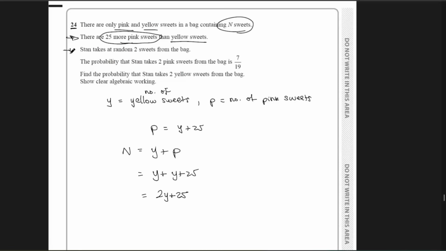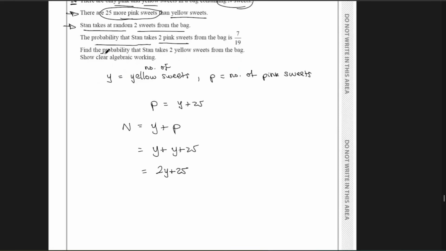So the next sentence says, Stan takes at random 2 sweets from the bag. So Stan takes 2 sweets from the bag. The probability that Stan takes 2 pink sweets from the bag is 7 over 19. Find the probability that Stan takes 2 yellow sweets from the bag. Show clear algebraic working. So we need to work out the probability first.